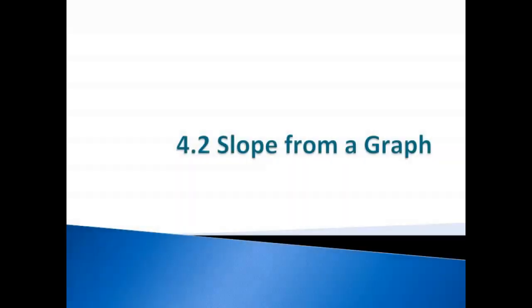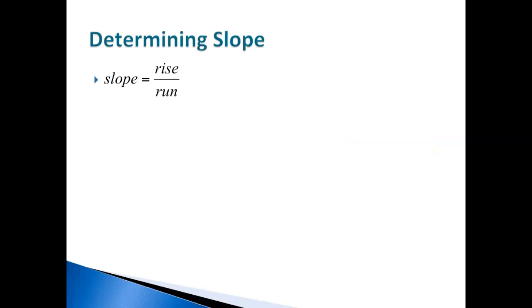Last time we talked about how to find the slope of a line using an equation and also how to find the slope of a line from 2 points. Today we're going to be focused on finding the slope of a line from a graph. Now remember that slope is rise over run.